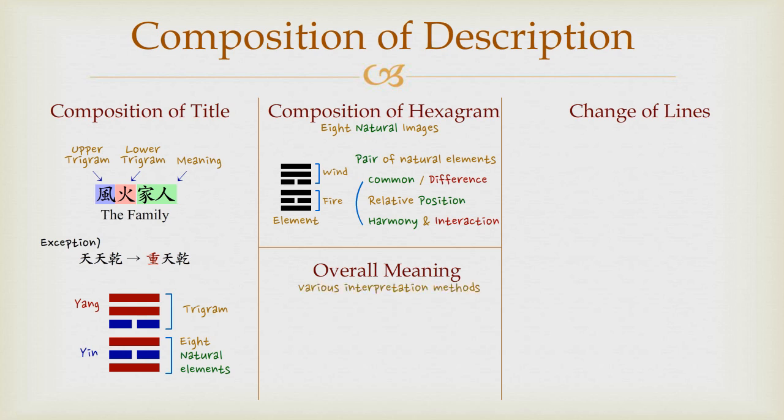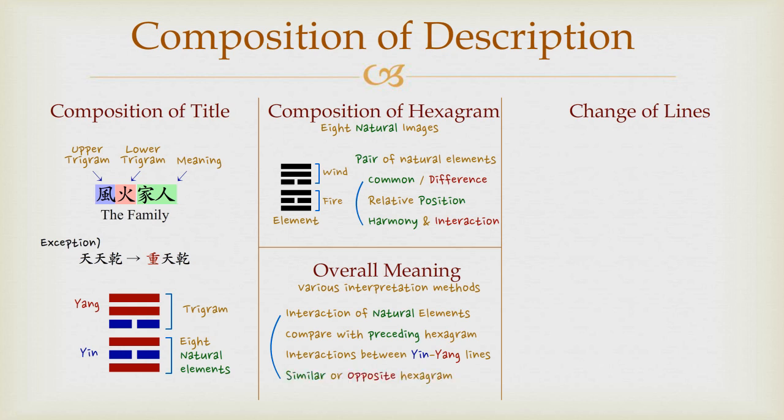Overall meaning. In the next part, overall meaning, we will try to interpret the meaning of the hexagram using various methods. First, we may try to consider deeper into the interaction of natural elements, or we may sometimes compare it with the preceding hexagram. We may also analyze the organization of the hexagram, based on the relationships and interactions of the 6 yin-yang lines, or we may want to find other hexagrams with similar or opposite composition.